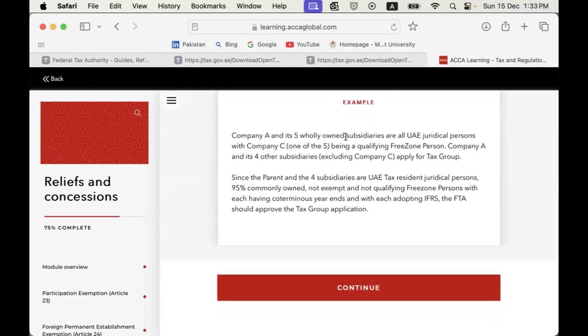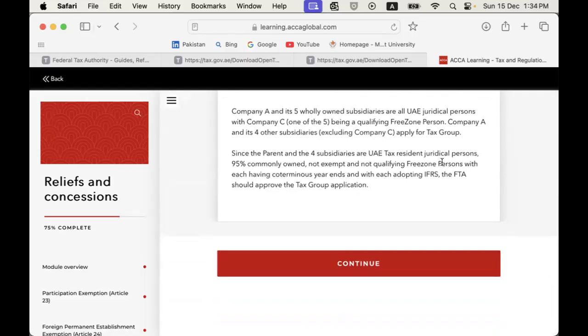Company A and its 5 wholly owned subsidiaries are all UAE juridical persons, with Company C, one of the 5, being a qualifying free zone person. Company A and 4 subsidiaries, excluding Company C, can apply for tax group. Why is Company C excluded? Because it's a qualifying free zone person.